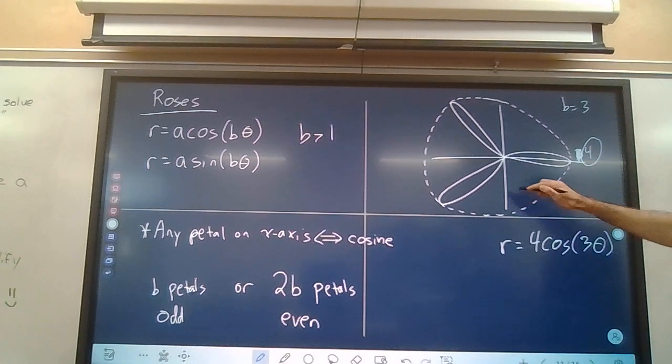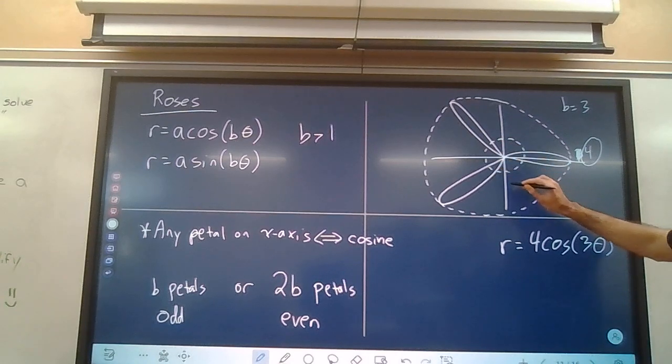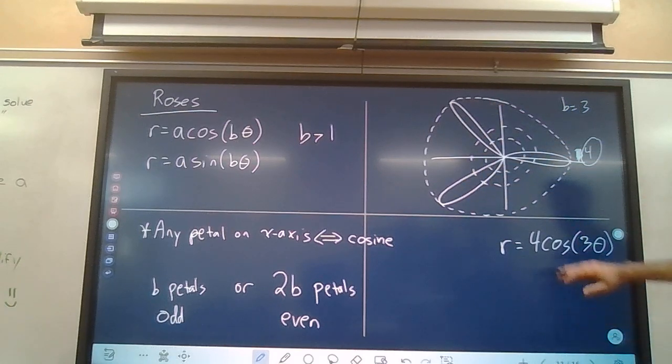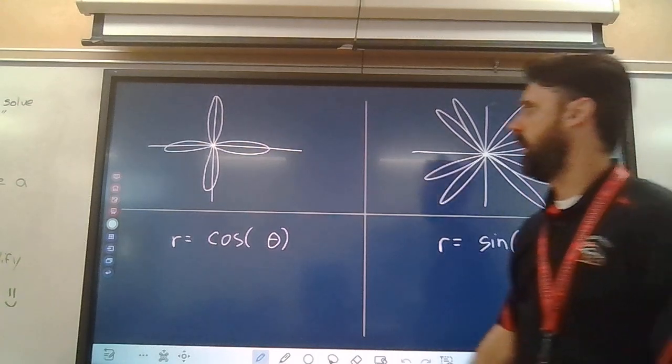Also, don't be thrown off if there's a bunch of little circles. That's just radius of 1, radius of 2, radius of 3, and now we have a radius of 4. All right, so that would be our answer here. Let's look at another couple roses.